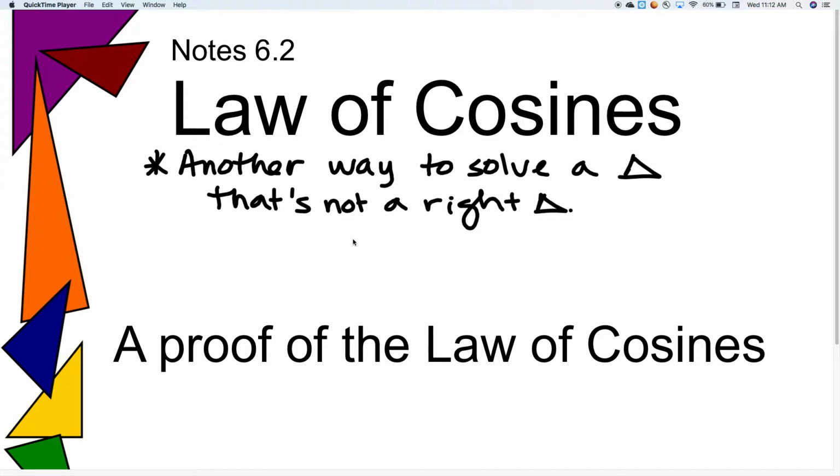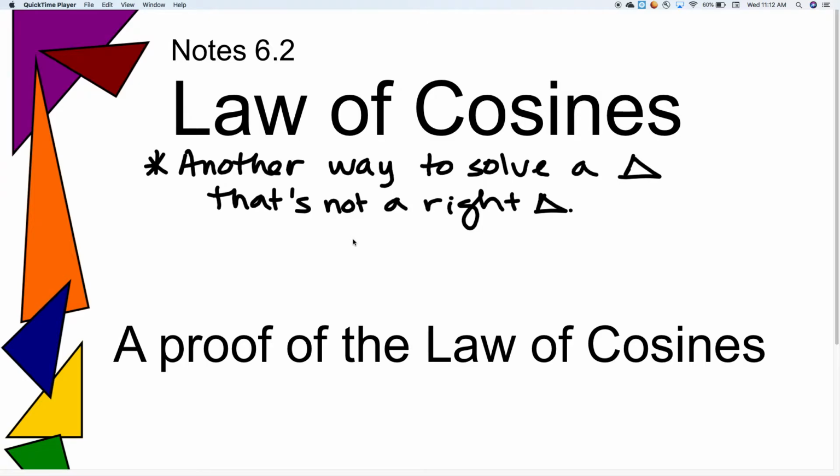Well, the other given information would be, what if I give you two sides and the included angle? Then you don't have enough information to get a pair, a corresponding side and opposite angle. And if I give you side, side, side, all three sides, and you have no angles, you don't have a pair. So law of cosines takes care of those other situations. So it's going to be side, angle, side, and side, side, side.